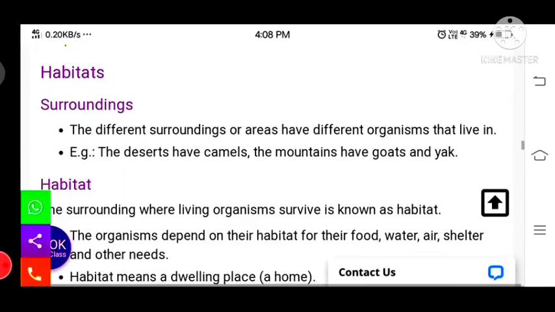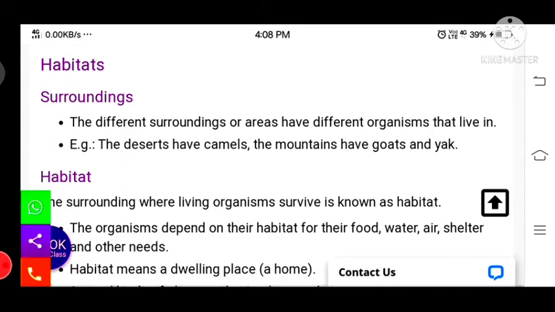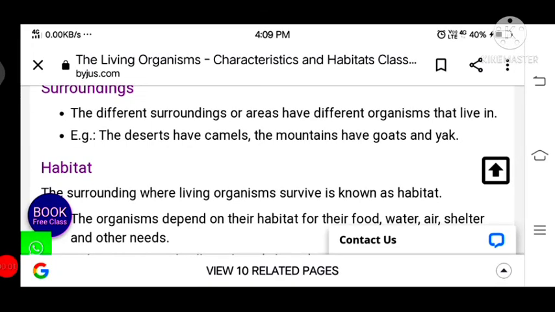Now we come to habitats or surroundings. Different surroundings or areas have different organisms that live in them. For example, in deserts there are camels, in mountains there are goats and yaks, in plains there are buffaloes, and in forests there are different types of animals.